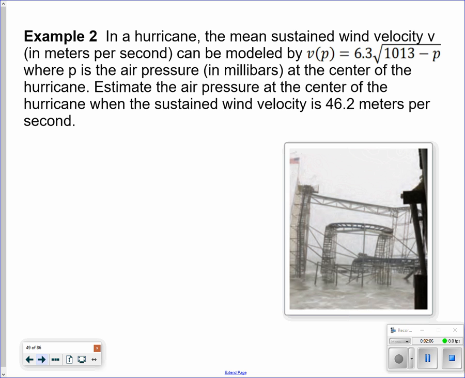Now, here's a word problem. In a hurricane, the mean sustained wind velocity, V, is modeled by V of P equals 6.3 square root of 1013 minus P, where P is the air pressure at the center of the hurricane. Estimate the air pressure. They want you to find P in this question, if the hurricane has a sustained wind velocity of 46.2.